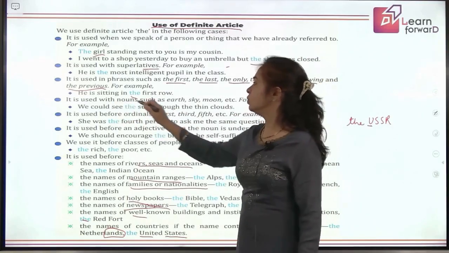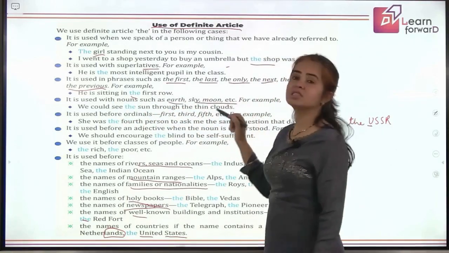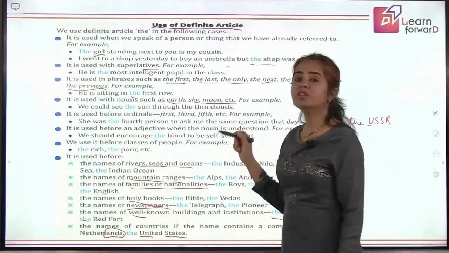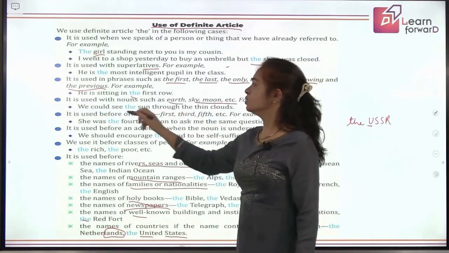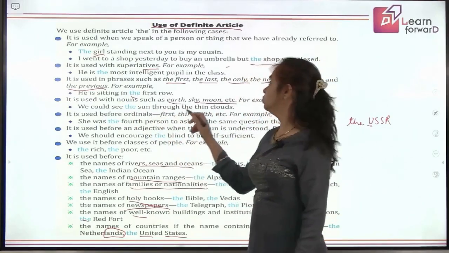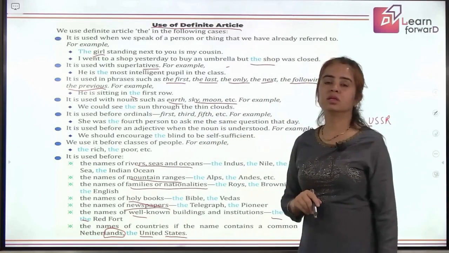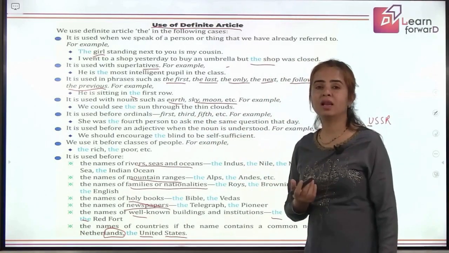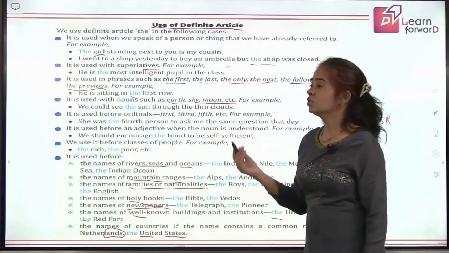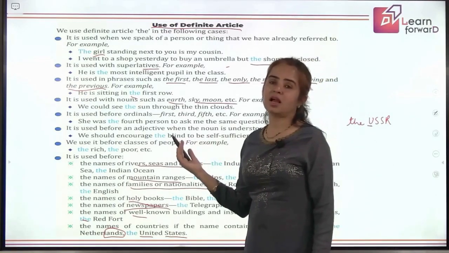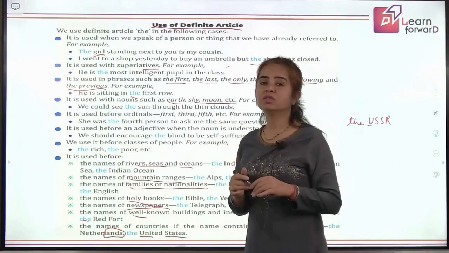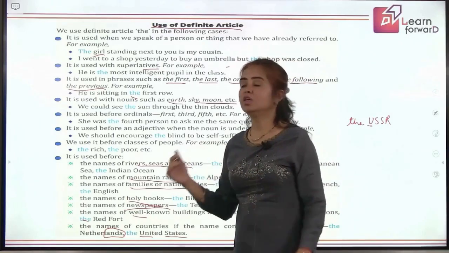It is used with nouns such as earth, sky. So these are all heavenly bodies, universal bodies. So with them we use the. We could see the sun through the thin clouds. The stars twinkle at night, right? So the moon shines in the sky. So all these are universal bodies. With these words we use the.